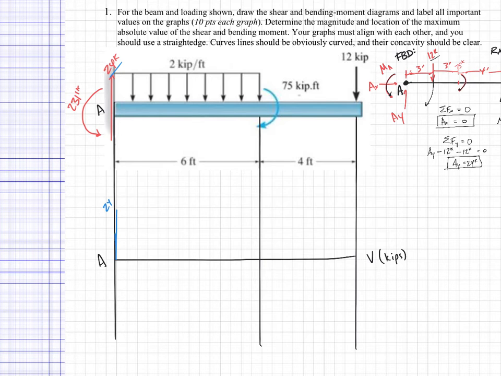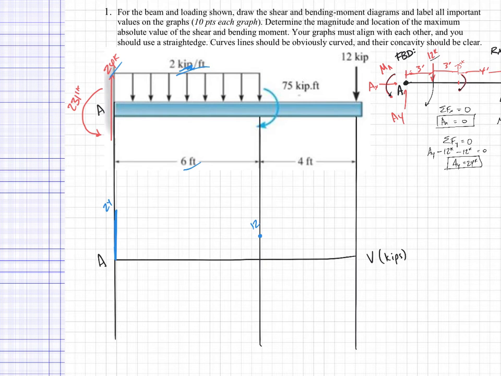Obviously, my lines are not super great, right? Anyway, so we get up to 24. And then I'm going to go down 2 kips per foot for 6 feet, so I'm going to go down 12. So I'm going to end up over here. After I've gone those 6 feet, I'm going to end up at 24. And I will have gone down a very steady 2 kips per foot, so that's going to be a straight line.